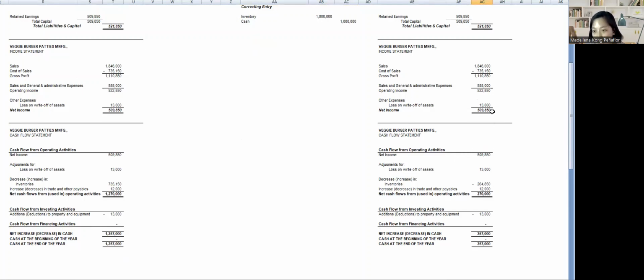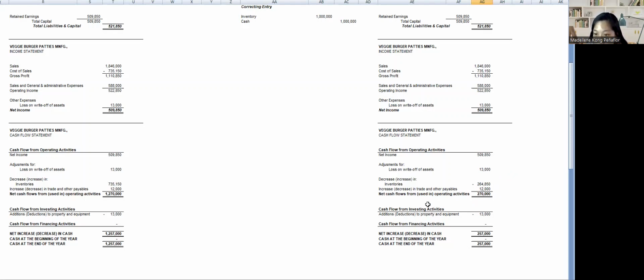We have net income, same way, 509,850 plus 13,000 write-off on assets. And inventory, we have an increase in inventory and we will deduct it because every time that we have an increase in inventory, of course, we buy our raw materials from our supplier. So this increase in inventory must be deducted since it is no longer cash. So from cash it became now inventory, so we will deduct this.